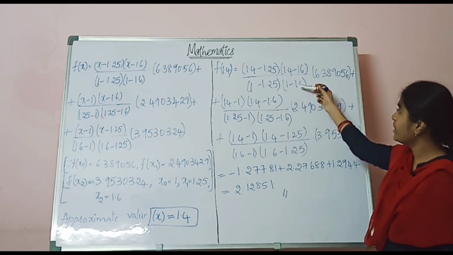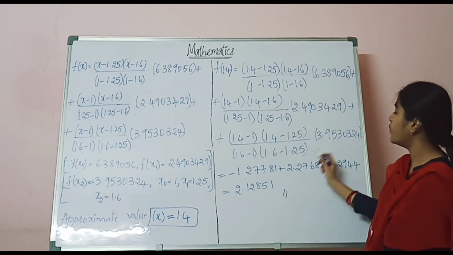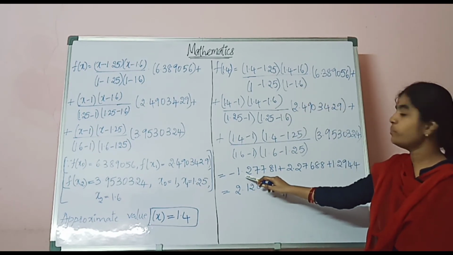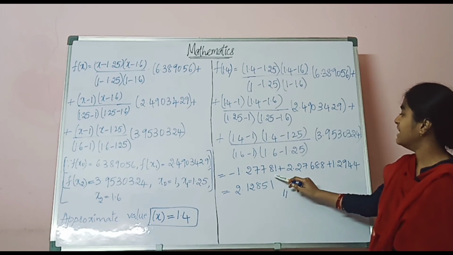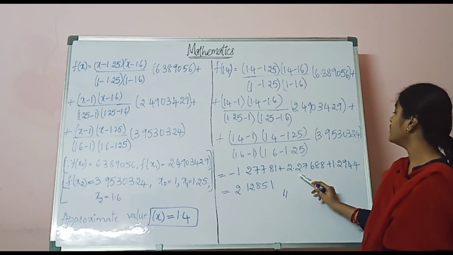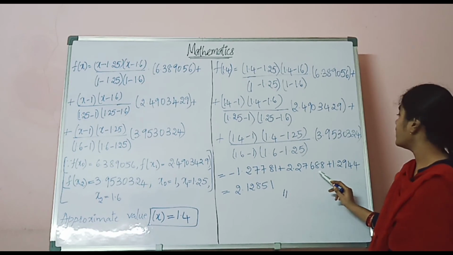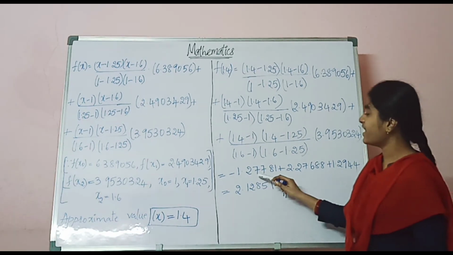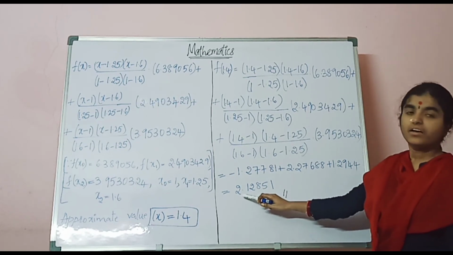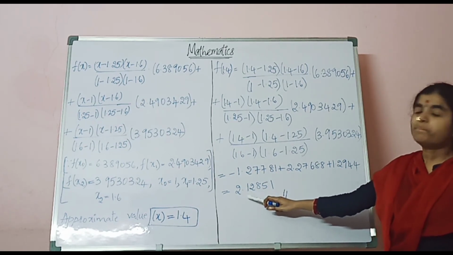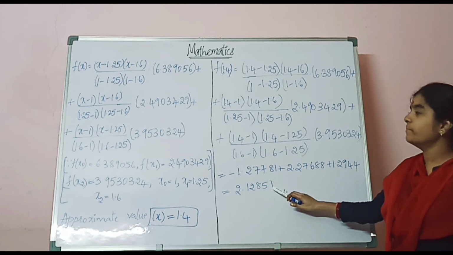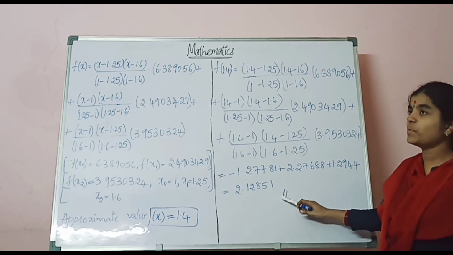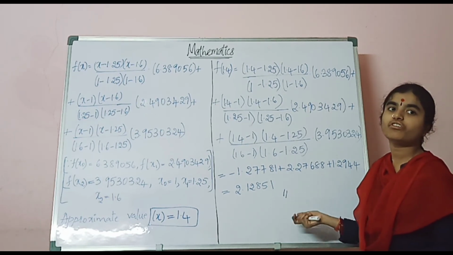Now after doing this whole calculation, what we are getting here is minus 1.277881 plus 2.27688 plus 1.2944. After calculating this, what is the final answer? 2.12851. So by this we have completed Lagrange's interpolation polynomial.